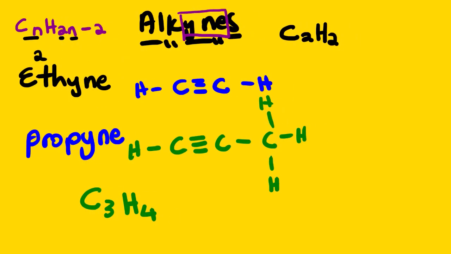So these are the first 3 basic homologous series which belong to the carbon-hydrogen functional groups. We have alkanes, alkenes, and alkynes. Remember that alkanes, they are saturated because they don't have any multiple bonds and they only consist of single bonds. Alkenes are unsaturated because they have double bonds between carbon and carbon. And then alkynes, they are also unsaturated because they have triple bonds between carbon and carbon.